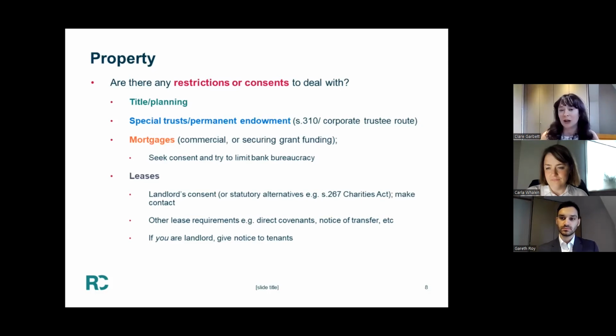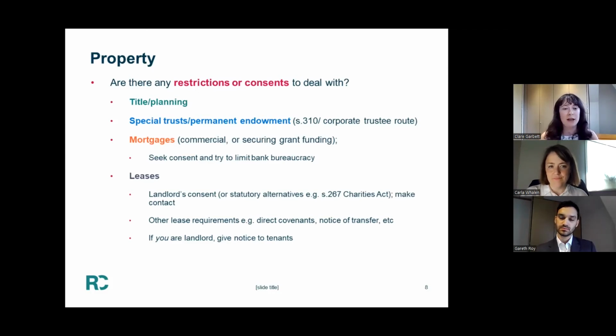And that's sometimes a reason why, going back to Gareth's two options earlier, you might choose the corporate trustee route, because then you'll still remember that you hold these things on trust. But it is still possible to go through a full incorporation. What you decide on will depend on how much of the assets are this kind of special trust or permanent endowment.